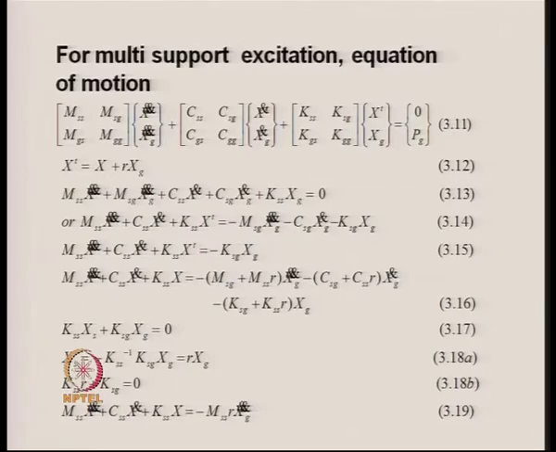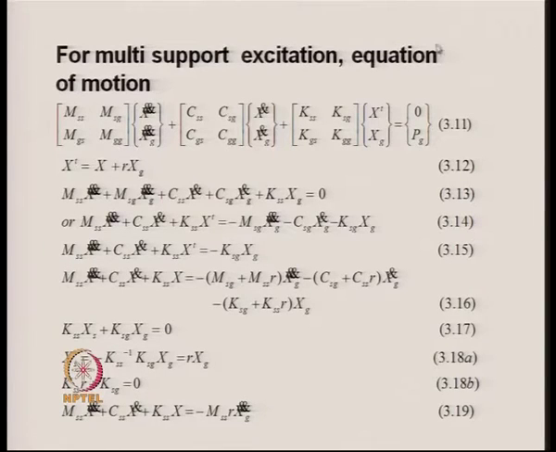Now, what we do for the multi-support excitation problem is that the coupling mass matrix M_SG and C_SG are generally ignored. In fact, in most cases M_GG turns out to be 0 for a no soil structure interaction problem, and M_SG, or these coupling masses, are also 0. Therefore, one can assume M_SG equal to 0 and C_SG also equal to 0, not contributing much to the equation of motion.